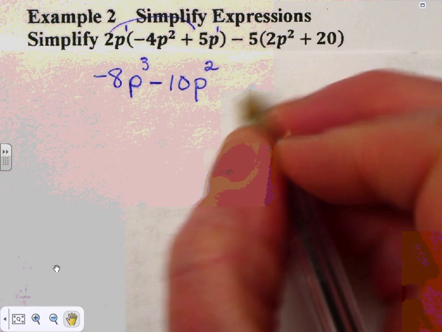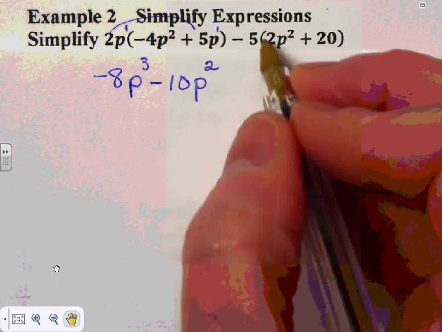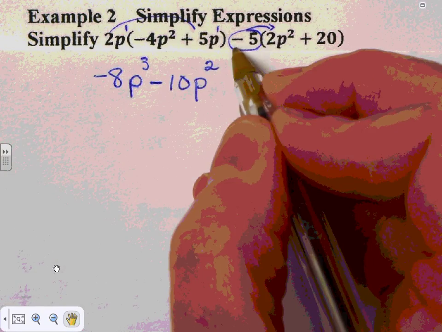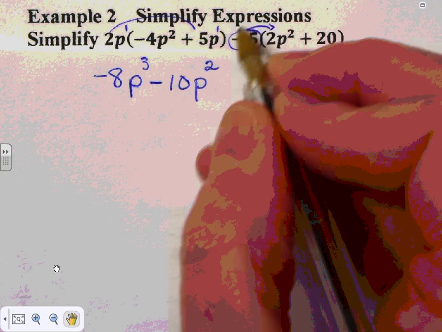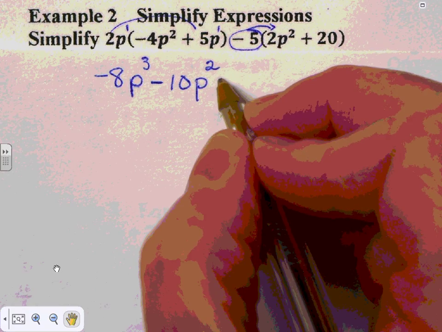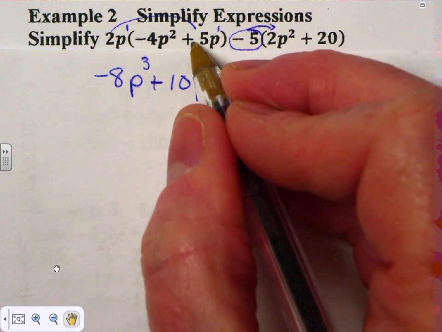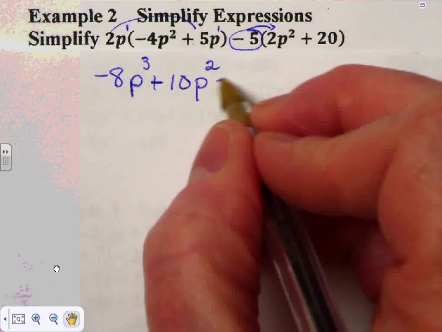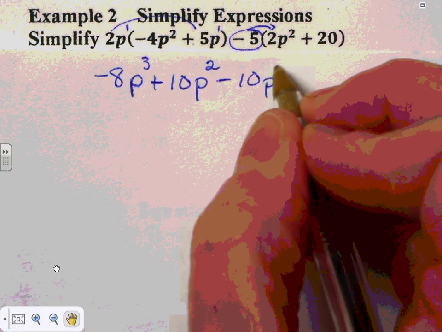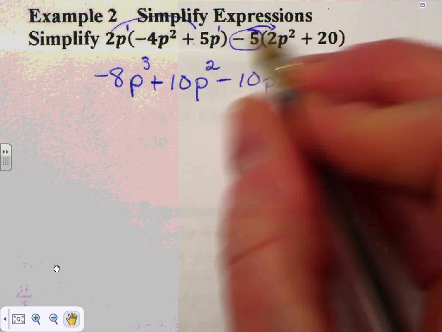Now I'm taking this negative that's in front of the 5 and I'm attaching it. I'm going to go, okay, negative 5 distributed to these guys, so this should have been a positive 10, sorry. Positive, positive, positive. This becomes a negative, and then negative times that is a negative 100.